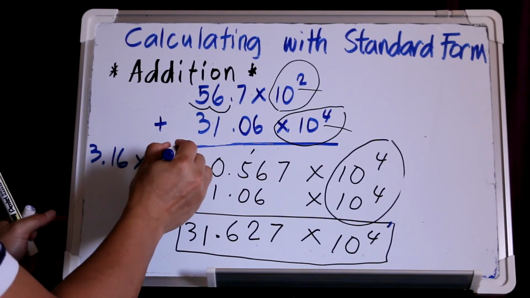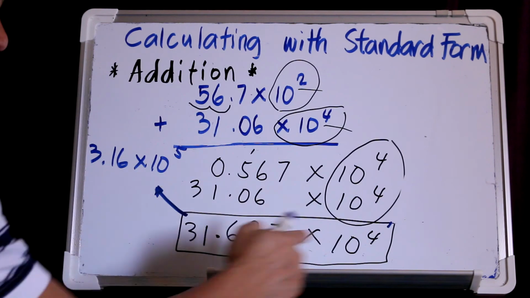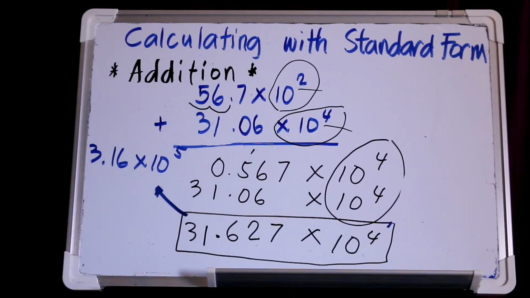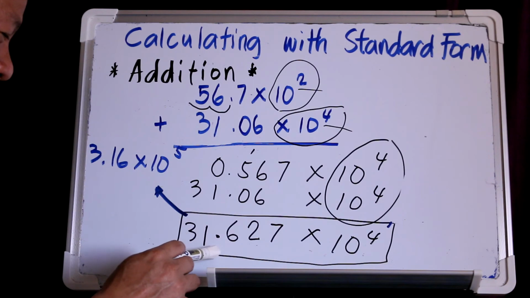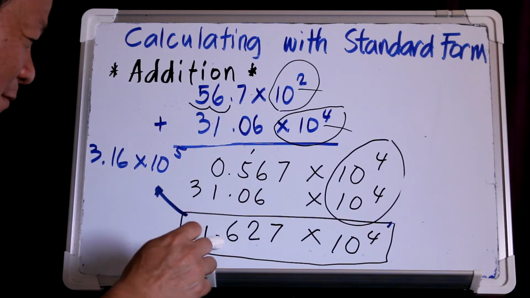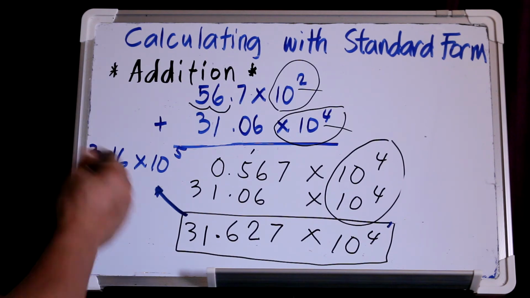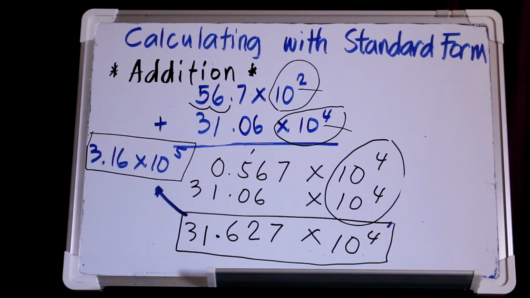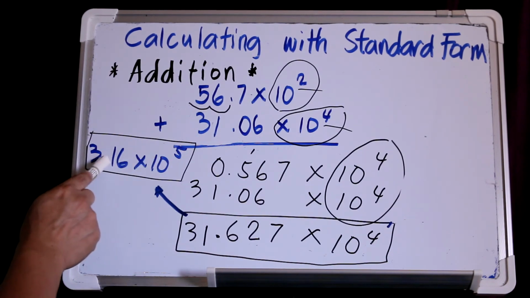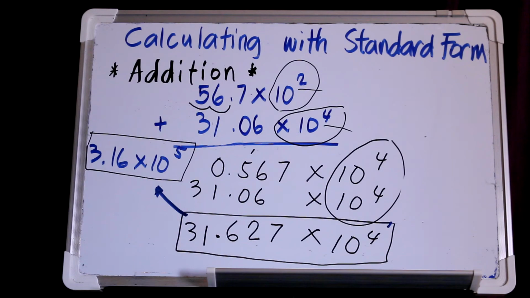Why 5? Because this is 4 and we move the decimal this way, making the power increase. Remember, moving the decimal point to the left increases the power, and moving it to the right decreases the power. So this is our final answer. If we check, that would be 1, 2, 3, 4 places, so it is a huge number.